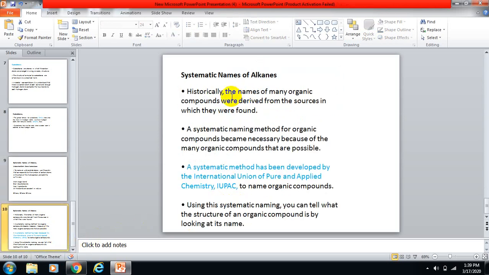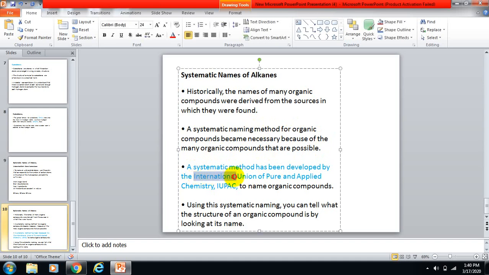Now, systematic names of alkanes. Historically, the names of many organic compounds were derived from the source in which they were found. Look at the source, okay? A systematic naming method for organic compounds became necessary because of the many organic compounds that are possible. A systematic method has been developed by the International Union of Pure and Applied Chemistry, IUPAC. The abbreviation of IUPAC is what?